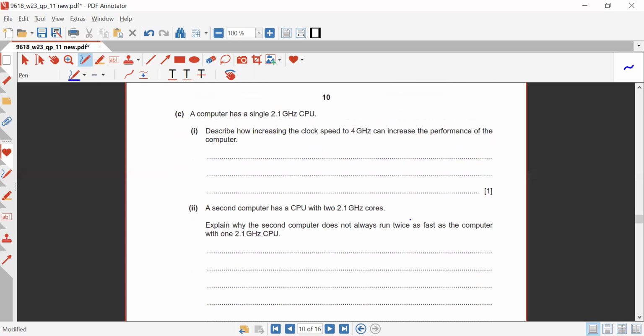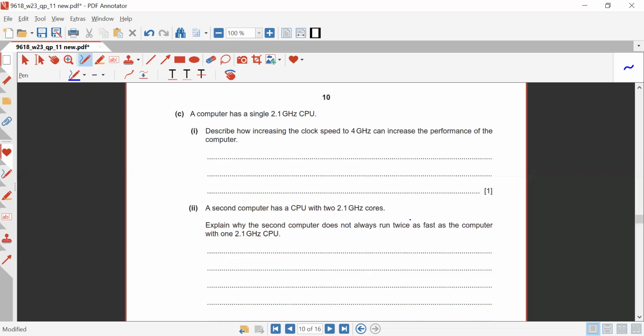Okay, now coming towards the third part. The third part is regarding the structure. What do they say in the third part? They are saying a computer has a single 2.1 gigahertz CPU. That means a single microprocessor of 2.1 gigahertz; the frequency has been told to you. Describe how increasing the clock speed to 4 gigahertz can increase the performance of the computer.